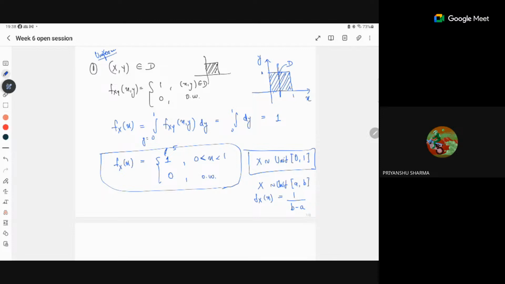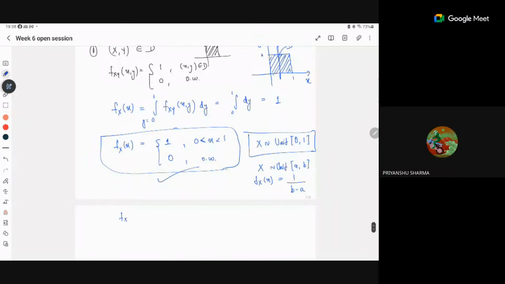Are you getting it? x is lying between 0 to 1, f of x, this is right. I am not talking about this. Someone said that if we don't have 1 but any other constant, let's say 5, and the range is given 0 to 5 instead of 0 to 1, so x lying between 0 to 5, f of x is equal to 5.